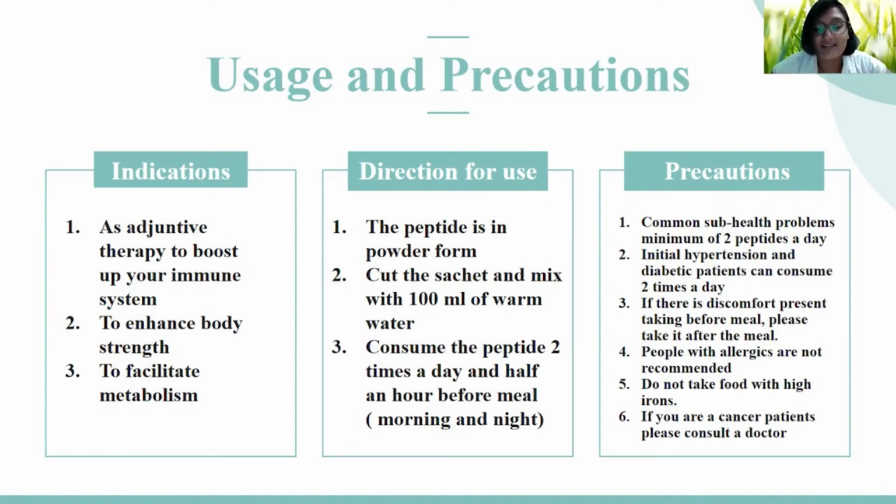As a precaution, for common sub-health problems, take a minimum of 2 peptides a day. Those with initial hypertension, that means the starting of hypertension, or diabetes mellitus patients can consume it 2 times a day. If there's any discomfort when taking it before meals, you are advised to take it after meals. People with allergies, especially allergies to proteins, are not recommended to take this peptide. Do not eat food high in iron. If you are a cancer patient, please consult a doctor.